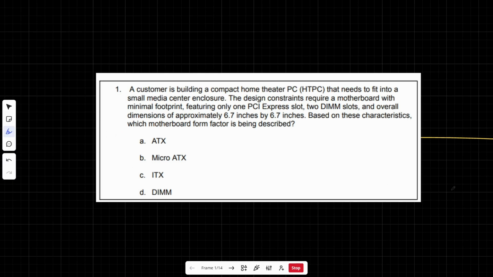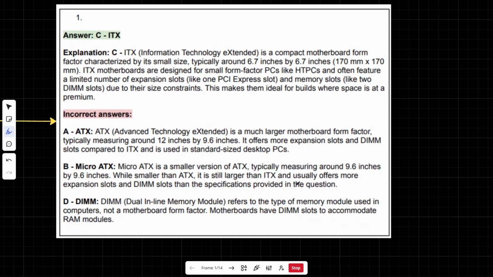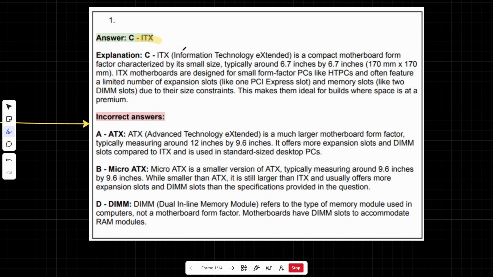3, 2, 1. Pause the video. Okay, here we are. C, it was ITX, guys. So look, ITX is a compact motherboard form factor characterized by its small size. Usually you're looking at about 6.7 by 6.7. So the measurements were one of the key giveaways there. And he also talked about wanting a compact machine, very compact, only 2 RAM slots, only 1 PCI slot, pretty much no room for expansion.